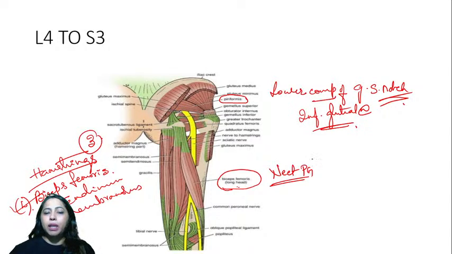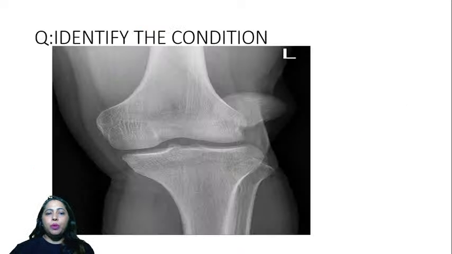Okay, this is one important question for your NEET PG. Okay. Next one. So the root value for the sciatic is L4 to S3. This is the lumbosacral trunk plexus. So here, next question we move to.